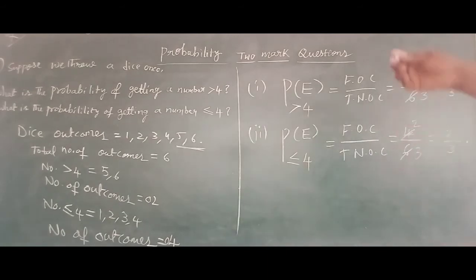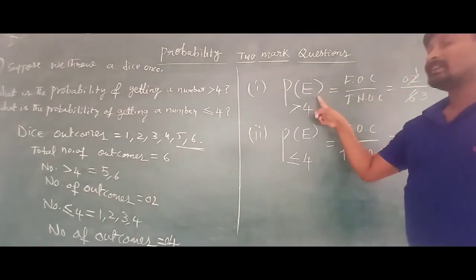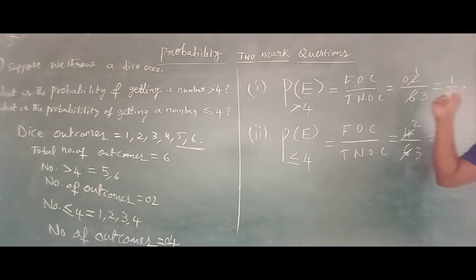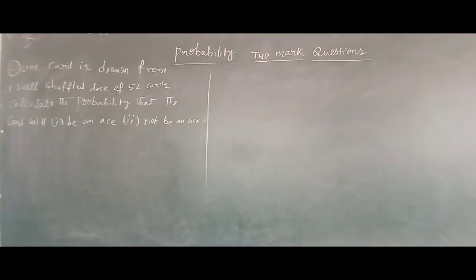So now what are your answers? The probability of getting a number greater than 4 is 1 upon 3. Less than or equal to 4 is 2 upon 3. That is about your first question. So let's move on to the second. One card is drawn from a well-shuffled deck of 52 cards. Calculate the probability that the card will be an ace and not be an ace.